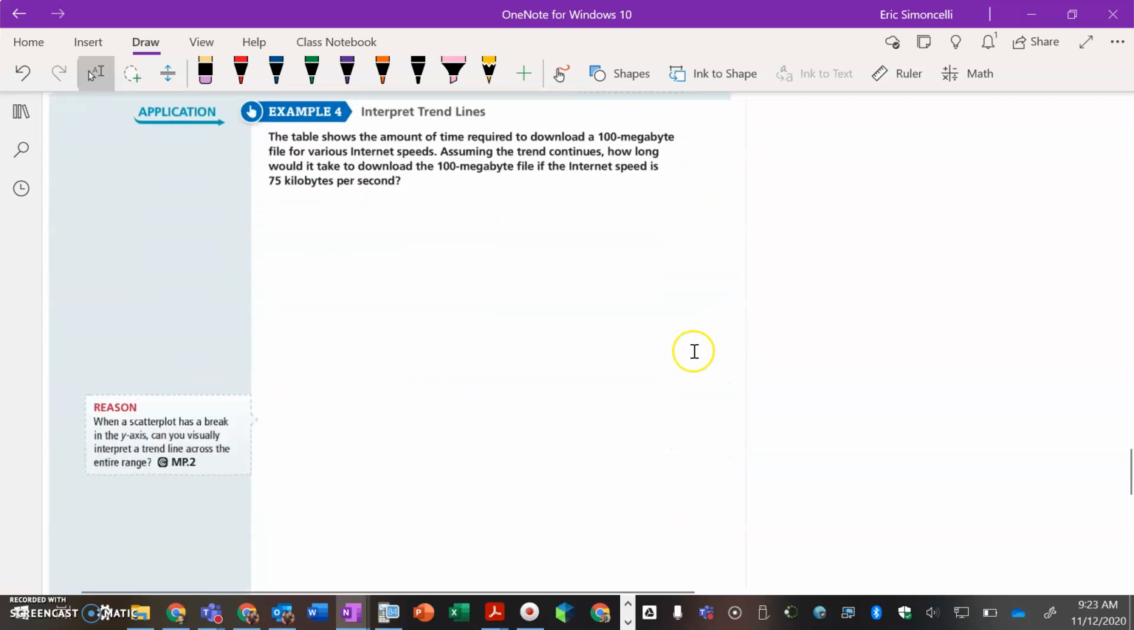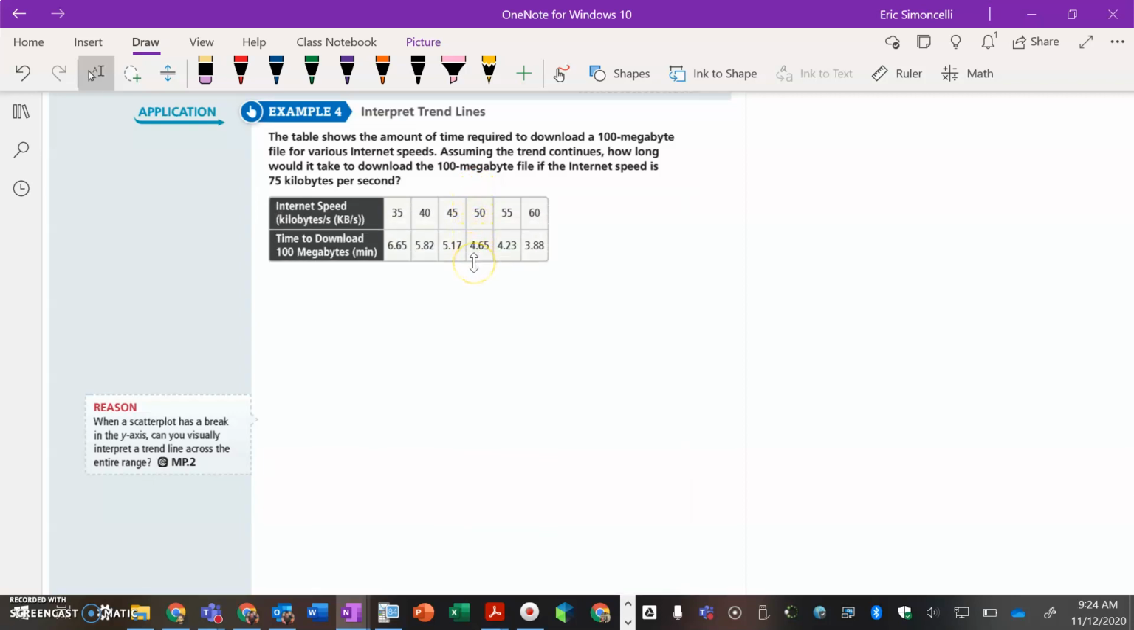The table shows the amount of time required to download a 100 megabyte file for various internet speeds. Assuming the trend continues, how long would it take to download a 100 megabyte file if the internet speed is 75 kilobytes per second? So here's our data in an XY table format. We've got time to download versus internet speed. So 35, 6.65 and so on. 40, 5.82.